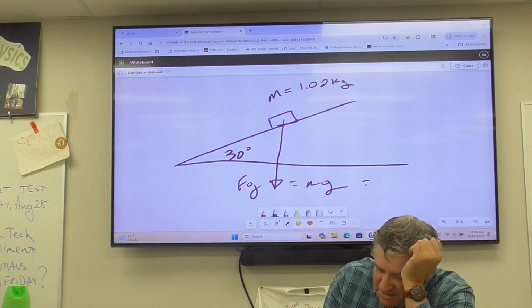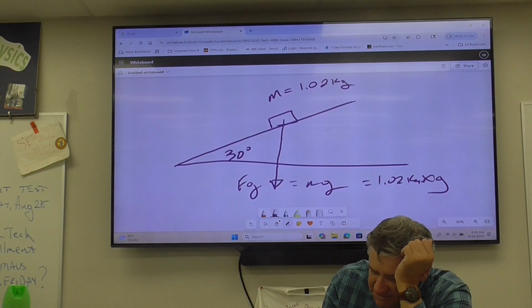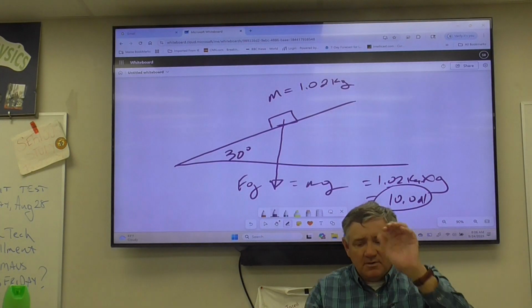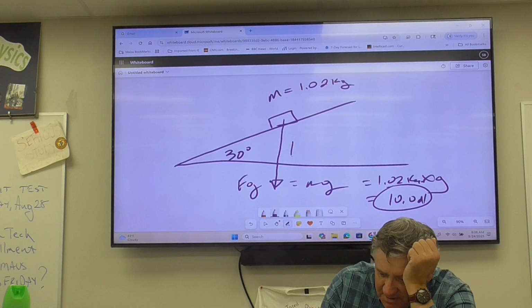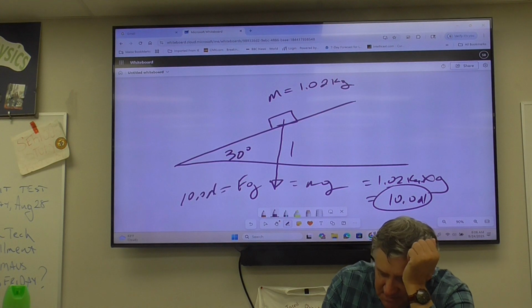So in this situation, I'm going to take 1.02 kilograms times g, and trust me on this one, you're going to get 10 newtons, okay? So the gravitational force is going to be 10 newtons.